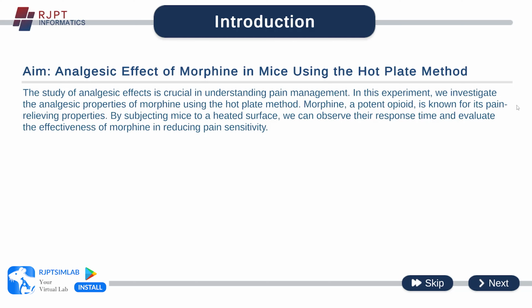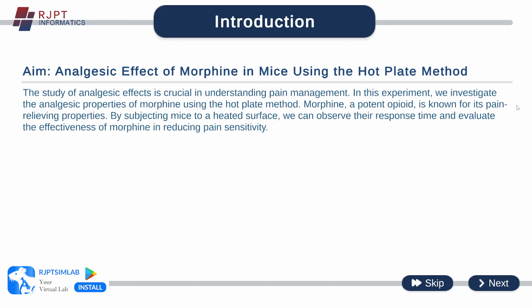At first, let us see the introduction part. The introduction says the study of analgesic effects is crucial in understanding pain management. In this experiment, we investigate the analgesic properties of morphine using the hot plate method. The above line says that in this study, we will study the analgesic effects, and it is a very crucial effect for understanding pain management. And in this experiment, we will investigate it with the help of morphine and the hot plate method.